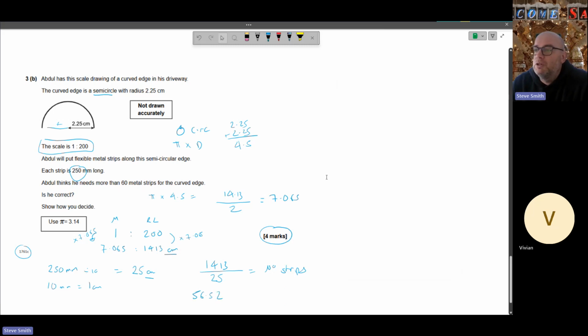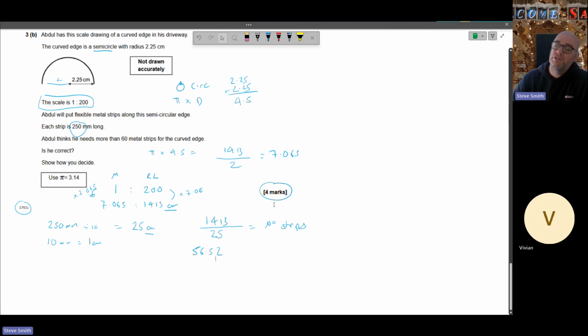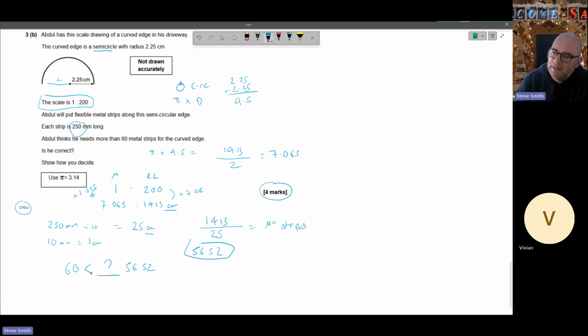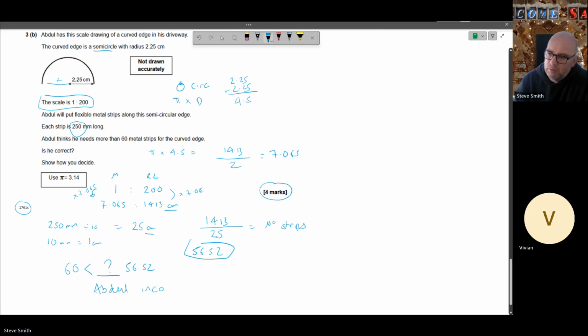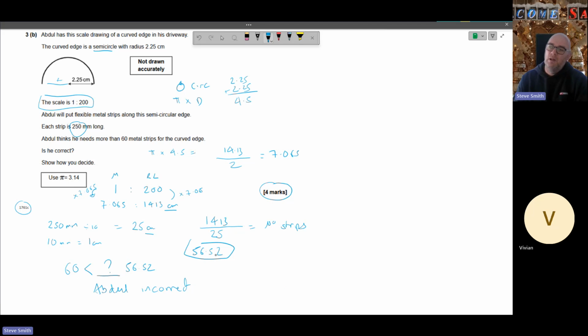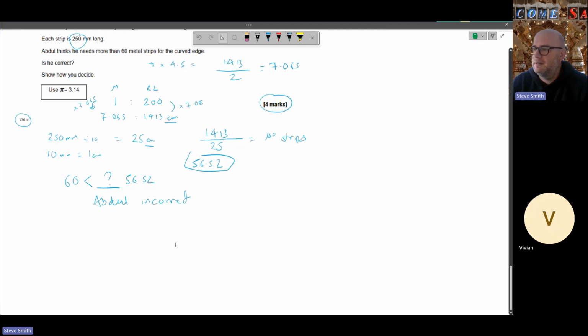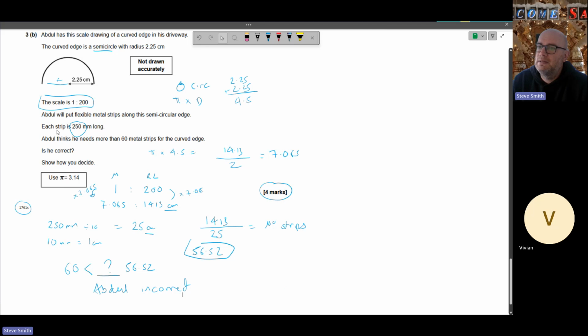Right, the answer isn't rounded to the nearest strip, it's how many we'll need. Abdul said he's going to need more than 60. We can clearly see that our 56.52 is less than that. So Abdul is incorrect, because we've shown why. We've done all the workings out. He needs 56.52, so he needs 57 maximum, and so it's still less than 60. Okie dokie, that is the last question.